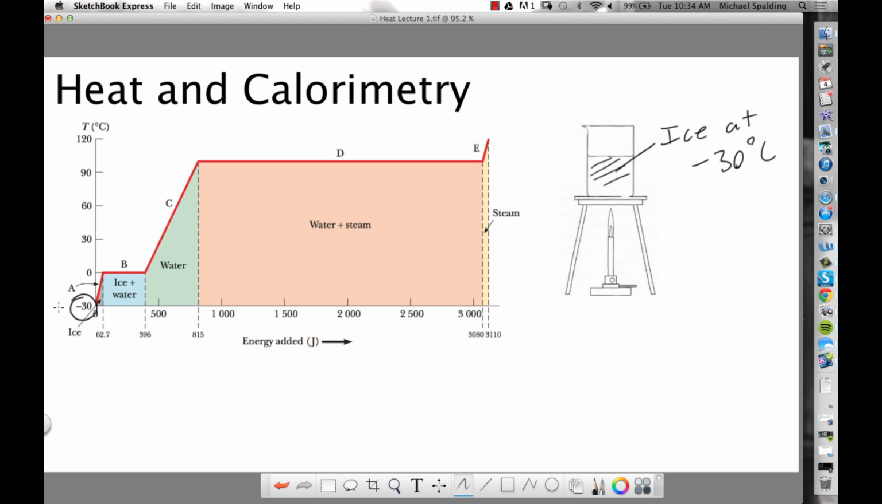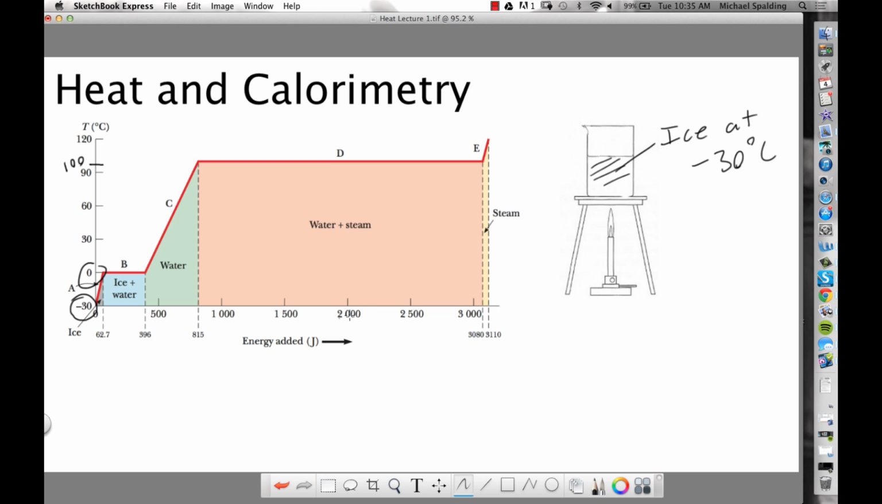Now water has two important temperatures. The two important temperatures are 0 and 100. This diagram didn't label 100, but if you look here, 100 would be right there. Okay, so 0 is the melting point, 100 is the boiling point, and this is what pretty much all substances would do if you started adding heat to it.